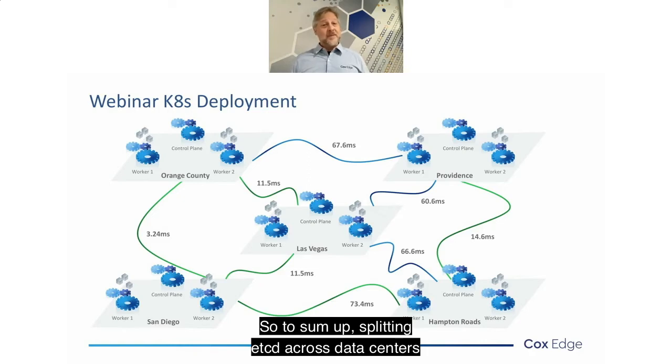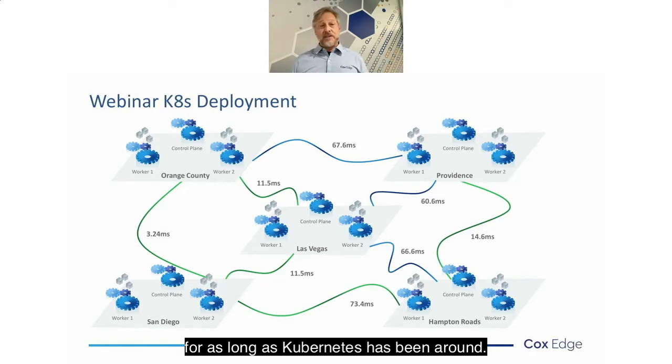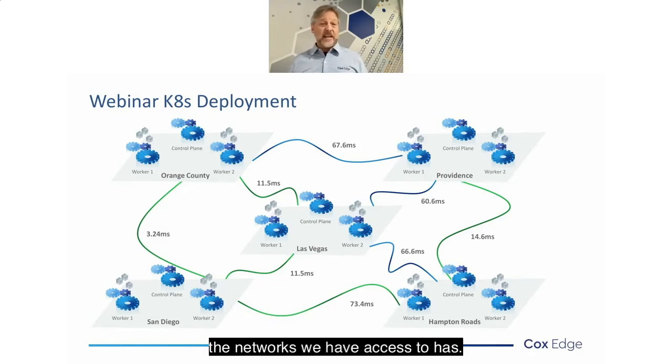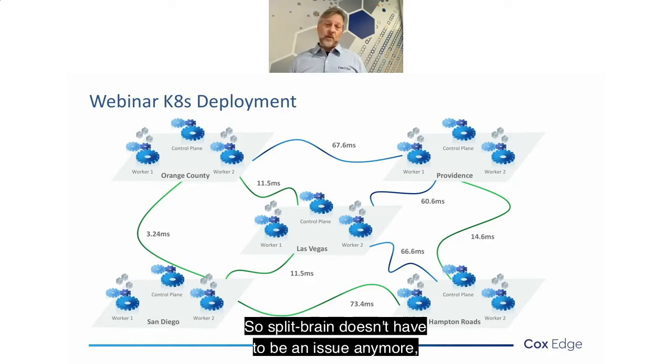So to sum up, splitting etcd across data centers wasn't possible or recommended for as long as Kubernetes has been around. Now, even though Kubernetes hasn't changed, the network we have access to has. So split brain doesn't have to be an issue anymore, as long as you're using a last mile edge cloud service.